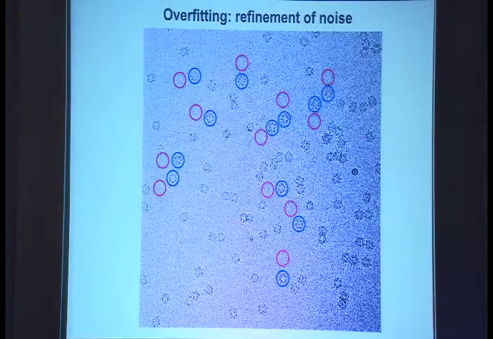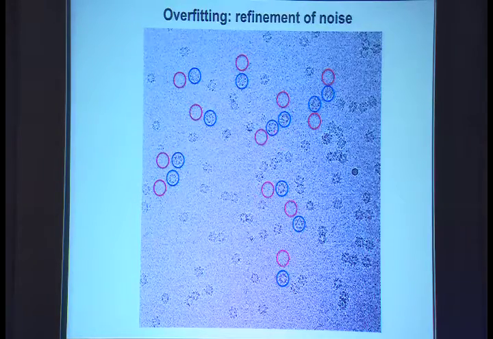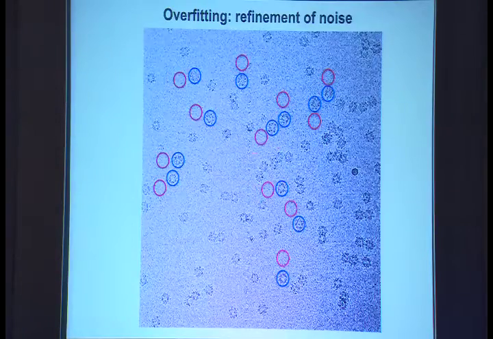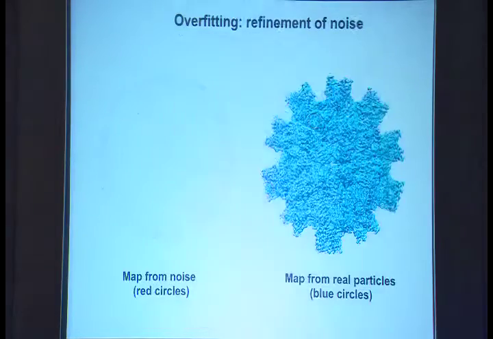So what is overfitting? This is an example of a virus, a normal test specimen, taken with a direct detector. I mark the real particles with blue here, and the neighboring areas, what I call noise, with red color here. I tried my best to actually refine noise. This is what you get. The real particles, the blue circles, give a very nice map. And this is my best map.